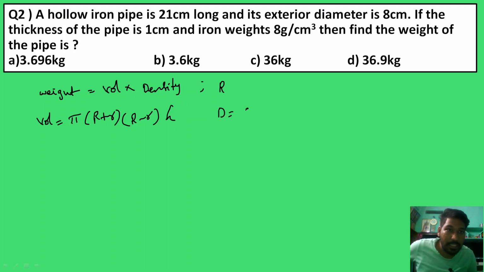So capital D is equal to 8 centimeters. Exterior means outside, so capital D. If capital D is 8 centimeters, what about capital R? Definitely it is going to be 4 centimeters, because radius is half of the diameter.